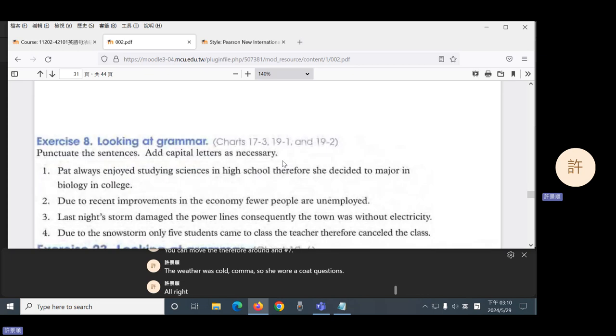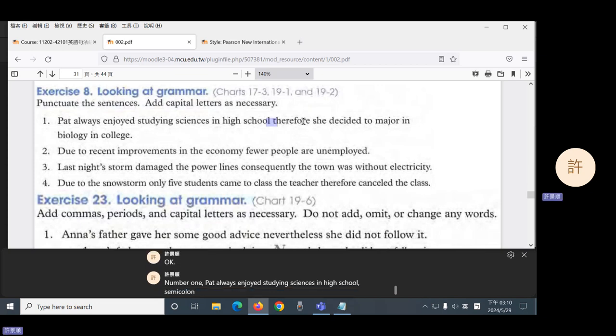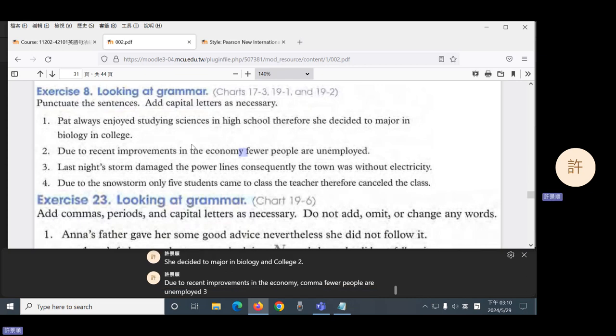All right, page 29. Punctuation, capital letters. Okay, number one, Pat always enjoyed studying sciences in high school, semicolon, therefore, comma, she decided to major in biology in college. Two, due to recent improvements in the economy, comma, fewer people are unemployed. Three, last night's storm damaged the power lines, semicolon, consequently, comma, the town was without electricity.